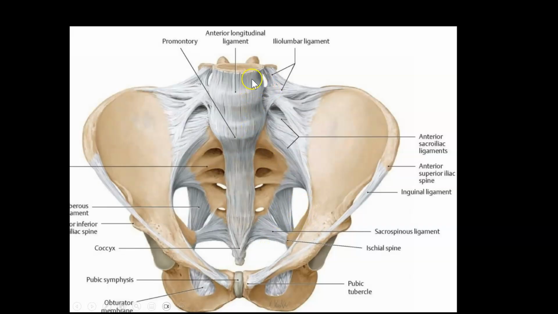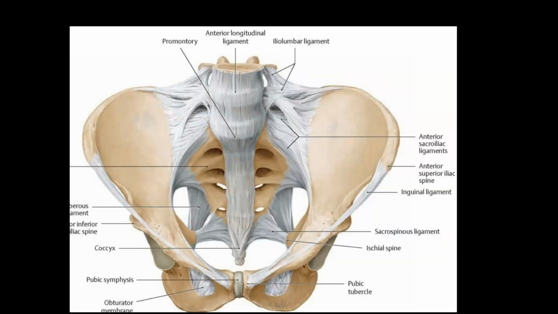So what we call the iliolumbar ligament is between the body of L5, between the transverse process and the iliac bone. Of course, anteriorly there is the anterior longitudinal ligament, which is extending down to the coccyx. This is the promontory of the sacrum. This is L5. This is the anterior sacroiliac ligament. And this is the sacrospinous ligament. Of course, this is the sacrotuberous ligament.